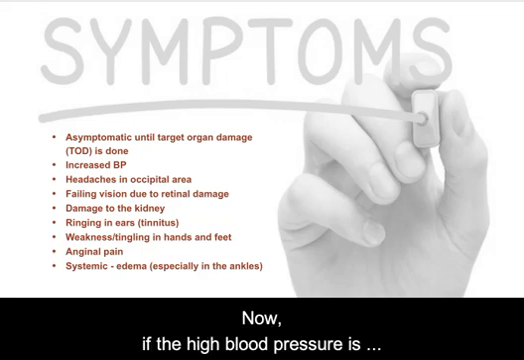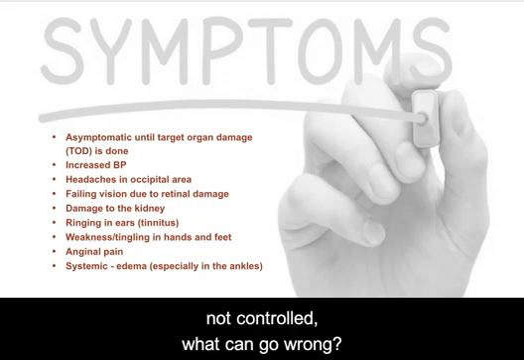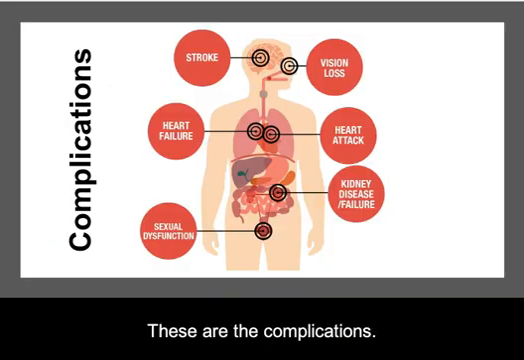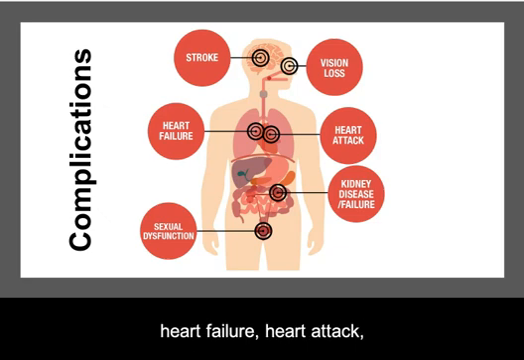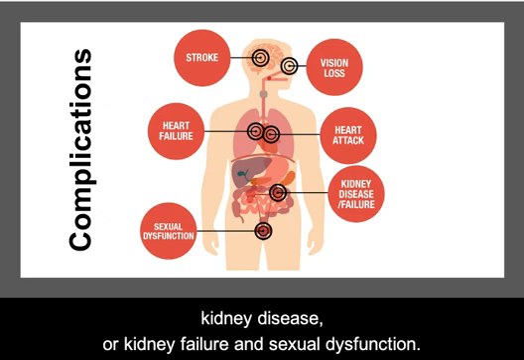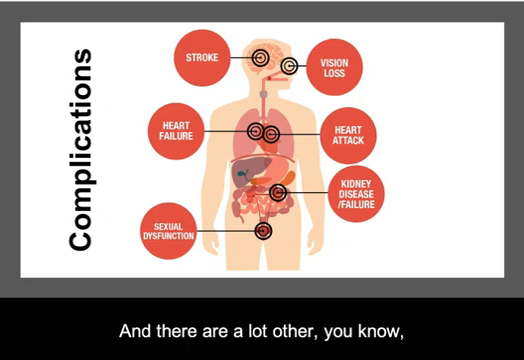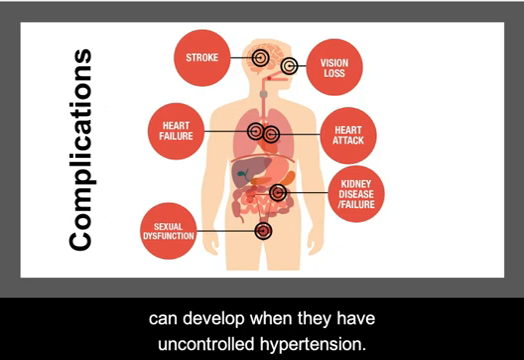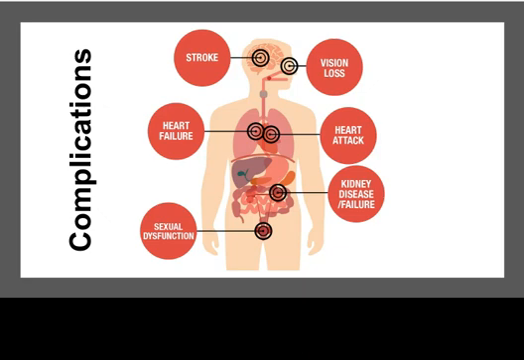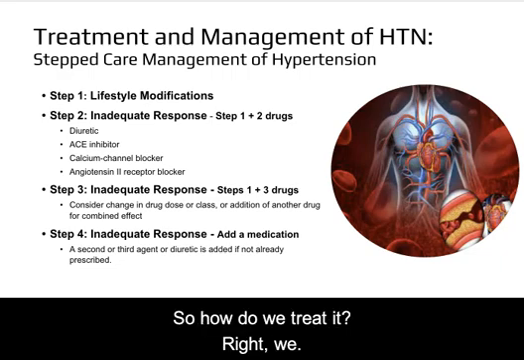Now, if the high blood pressure is not controlled, what can go wrong? These are the complications. You can end up with a stroke, vision loss, heart failure, heart attack, kidney disease or kidney failure, and sexual dysfunction. And there are a lot of other complications, but these are the major complications that a person can develop when they have uncontrolled hypertension. So how do we treat it?